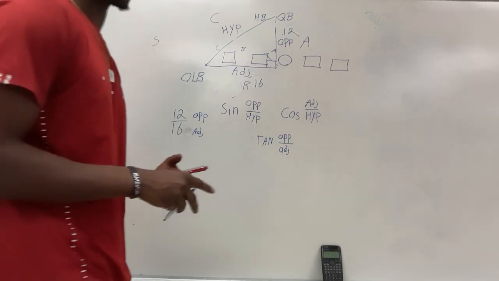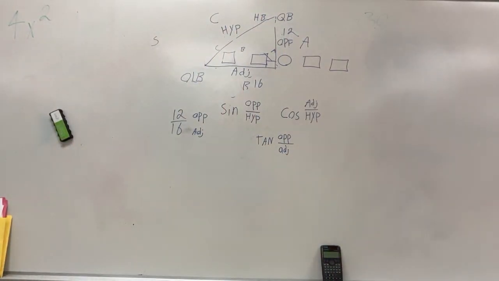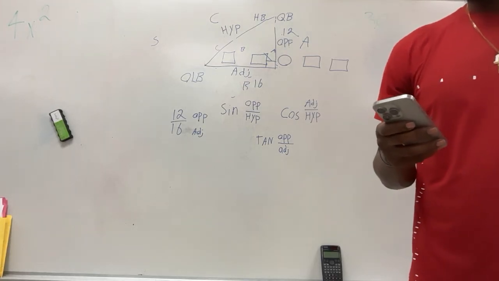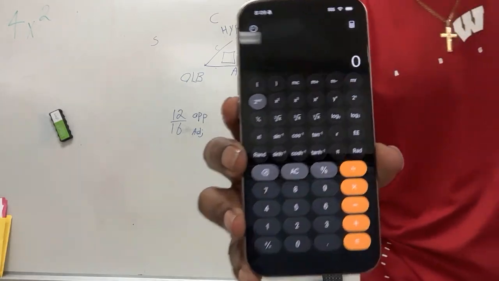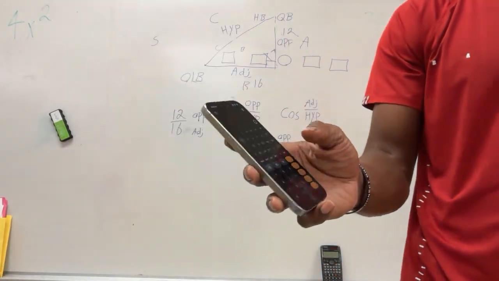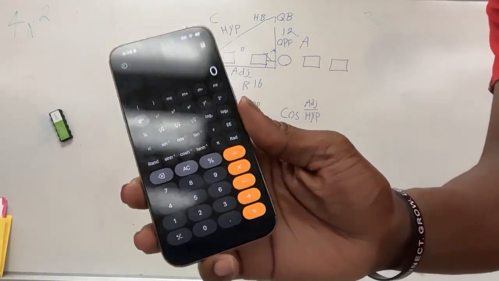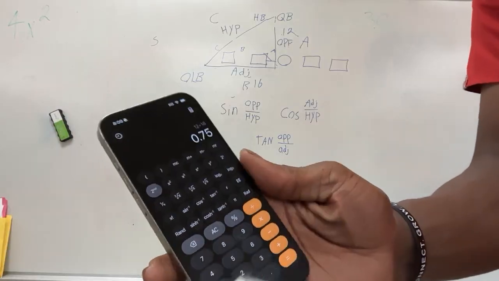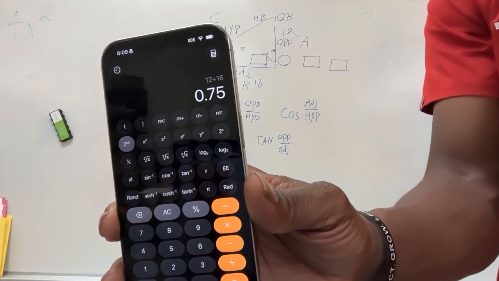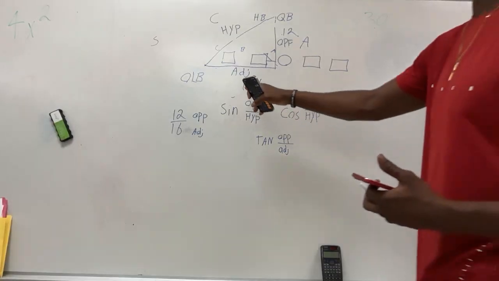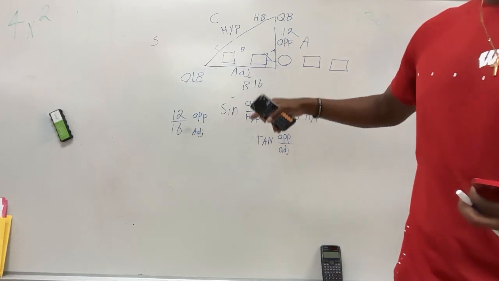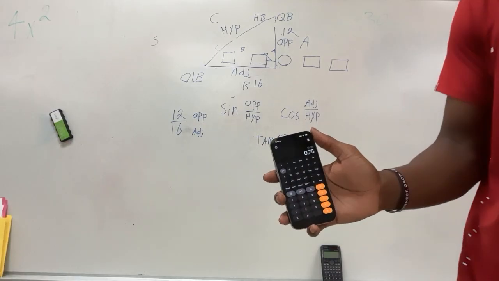So with your calculator, I'll show y'all both ways. So for those who use the phones, right? We're gonna go 12 divided by 16. That's 0.75. So since we are here, 12 over 16, simplify that out, that's 0.75.